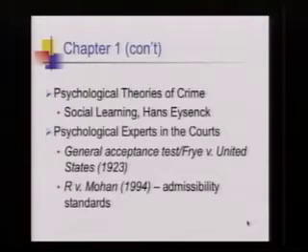Psychological theories of crime. They talked about social learning theories in chapter 1. Hans Eysenck was the first person who developed a testable theory of crime. He's a very famous British psychologist. Okay? Neuroticism, extroversion, psychoticism. Does that ring a bell? Okay, well, read about Hans Eysenck. Then it ended that chapter with talking about psychological experts in the court.